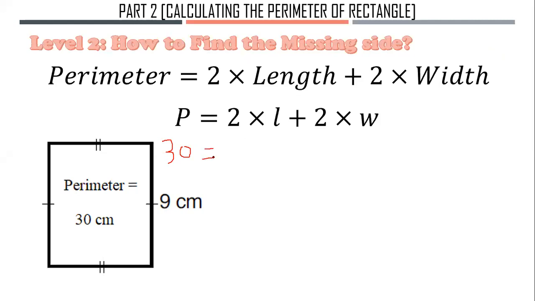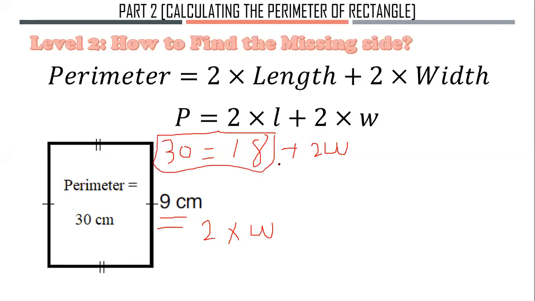30 centimeters. 2 times the length. 2 times 9 is equal to what? 18. Plus, do you have any idea about the width? Do you know what's the width? No, so I'm going to keep it. Now, what do you need to do now? 2 times the width is actually equal to what? What are you going to do with these two numbers, the 30 and the 18?